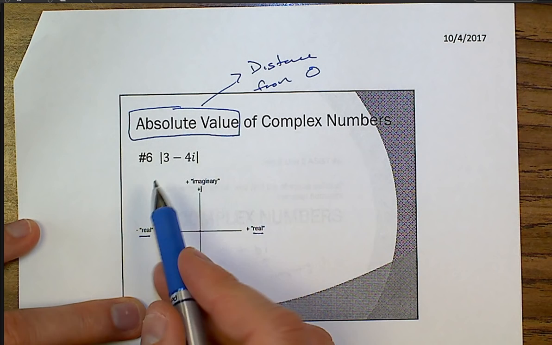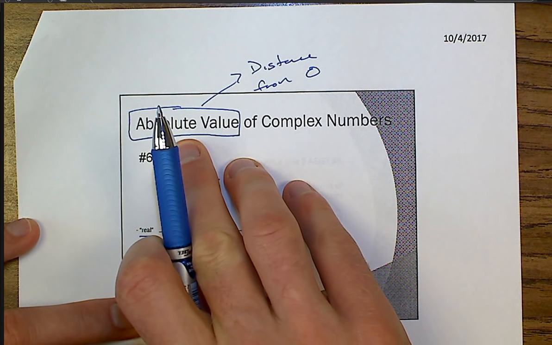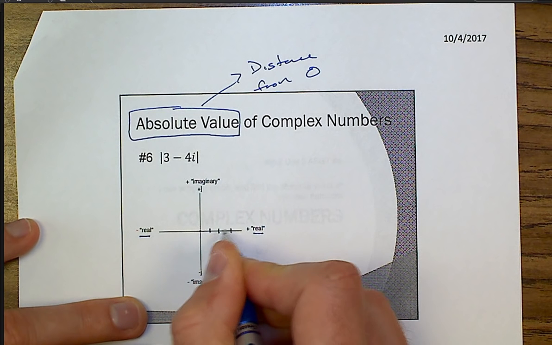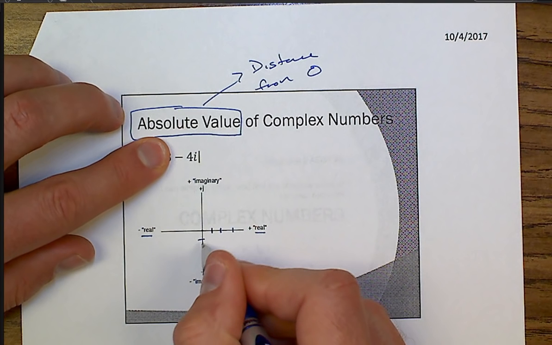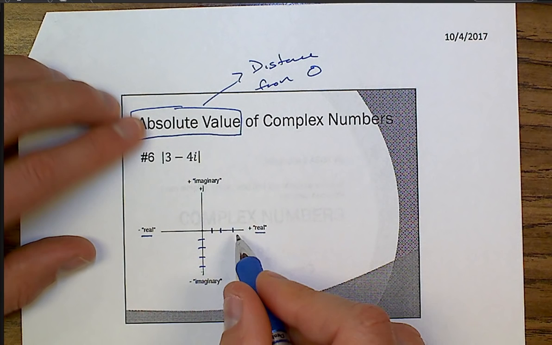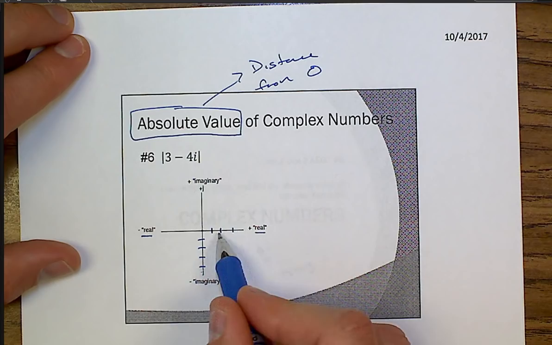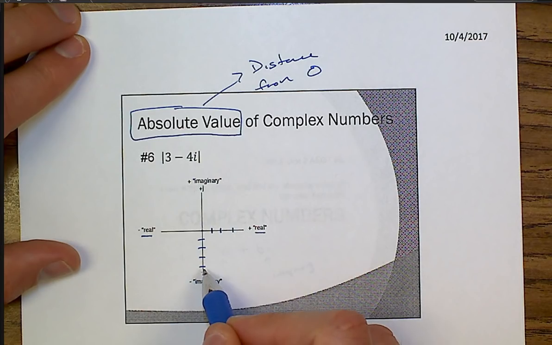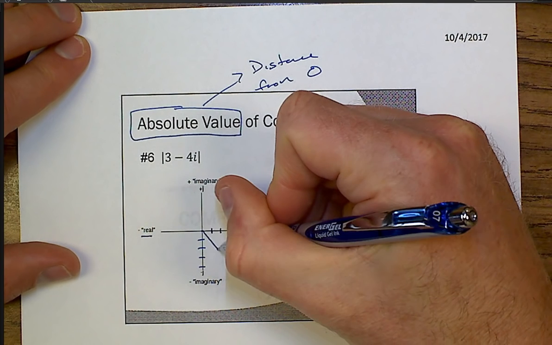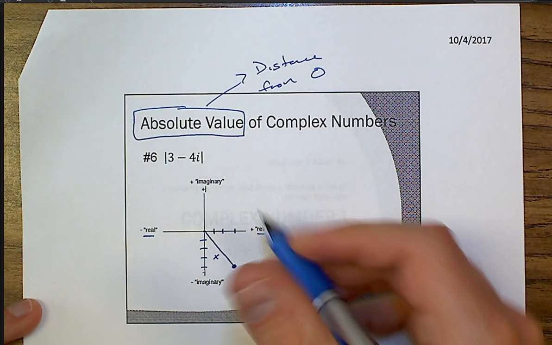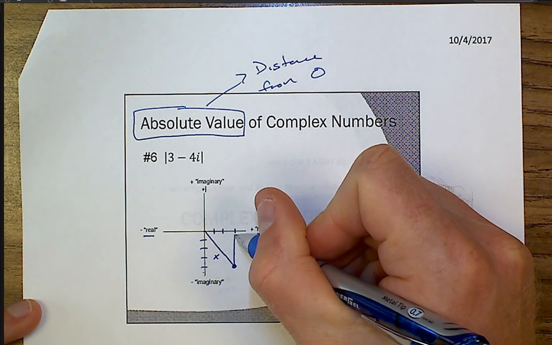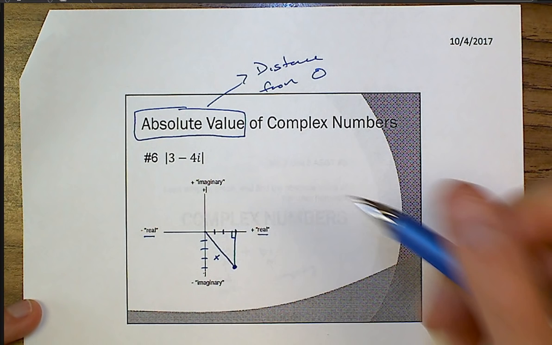You take it apart. So you have a positive 3, 1, 2, 3, and then you have a negative 4i, 1, 2, 3, 4. Well, where's that point? That point would be here, 3 units to the right and 4 units down. And you want to find the absolute value. Absolute value is the distance from 0, right? Now we're talking distance here, so we have to figure out what that distance, I'll call it x, is, and we can just draw this. We're going to make a right triangle.